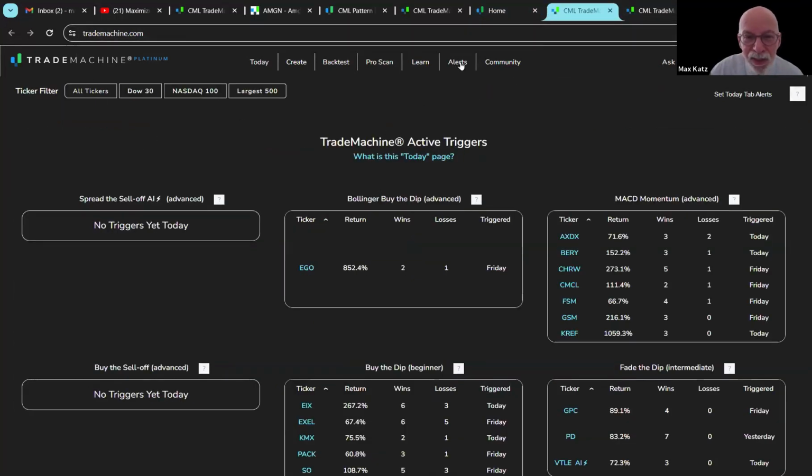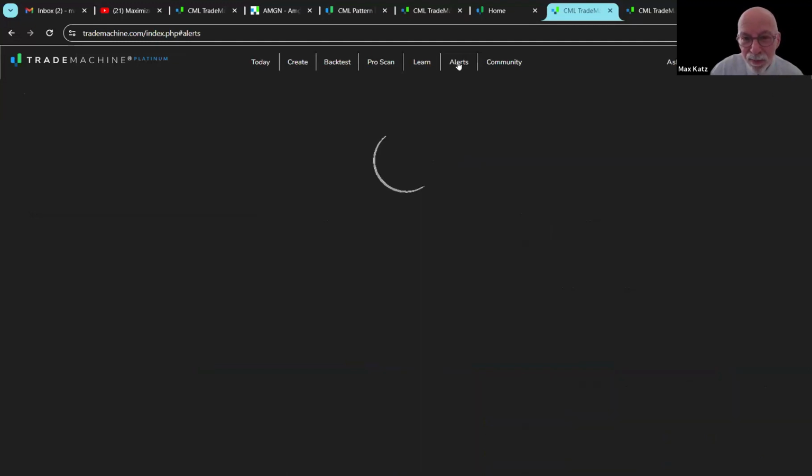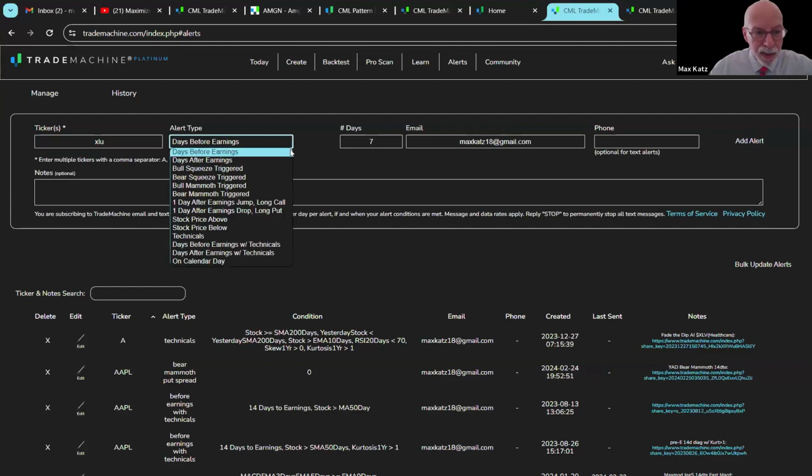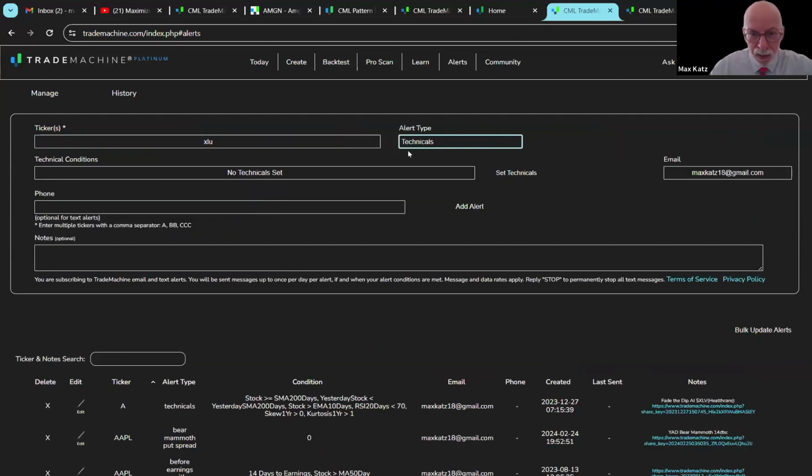So let's just take one of them and go to the Alerts tab, which you can get from several of the other tabs of TradeMachine. And we are going to do that RSI greater than 60. So we'll put the ticker in. It is XLU. And now we're going to look at the alert type. And we don't want days before earnings. We want a technical alert. So we click technicals in this box, and then we set the technicals down here.